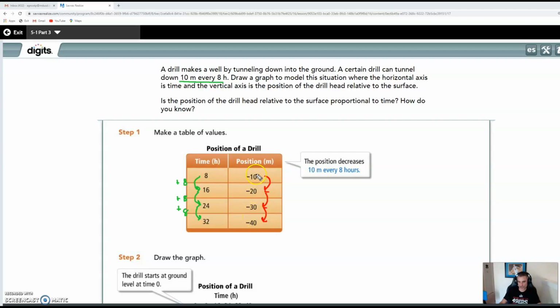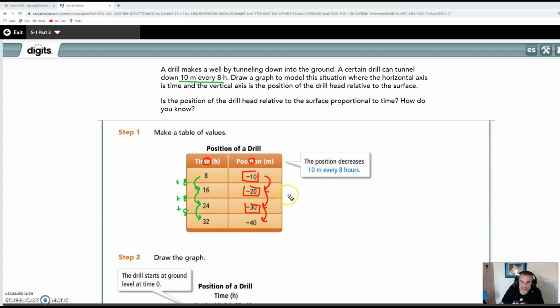So after 8 hours, we have drilled 10 meters underground. After 16 hours, 20 meters underground. After 24 hours, 30 meters underground, and so on. And we could even add a value to this table. We could say if I drilled for 0 hours, I'm going to put a 0 right here. Well, where would the position of my drill be? Well, I'd be 0 meters underground, right? I haven't drilled anywhere.